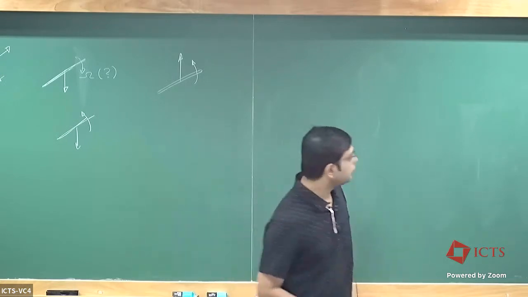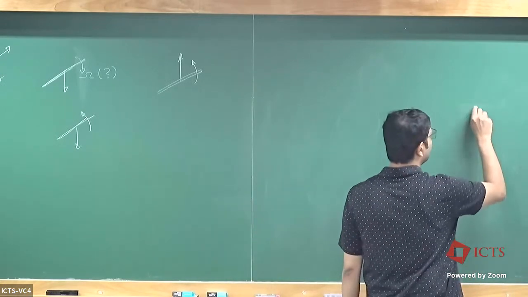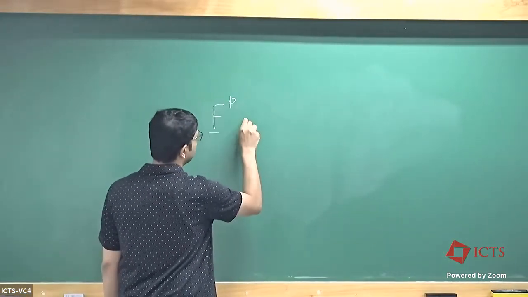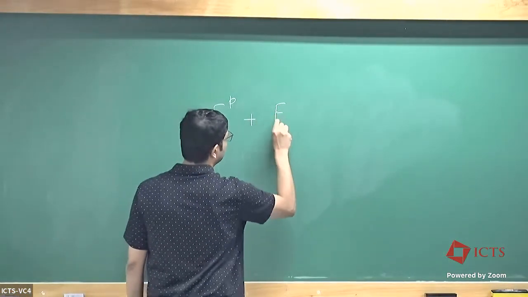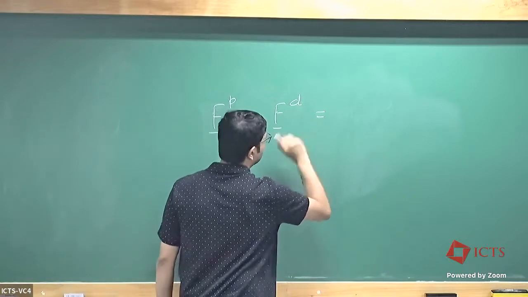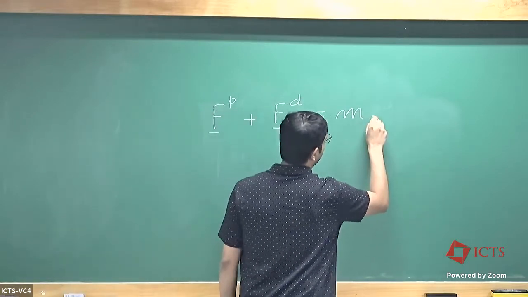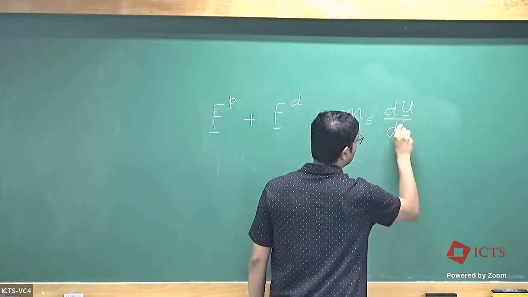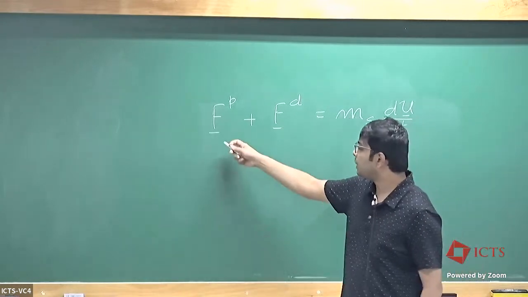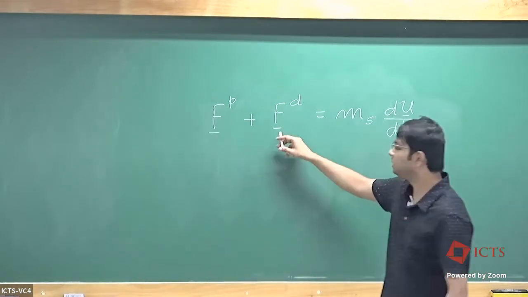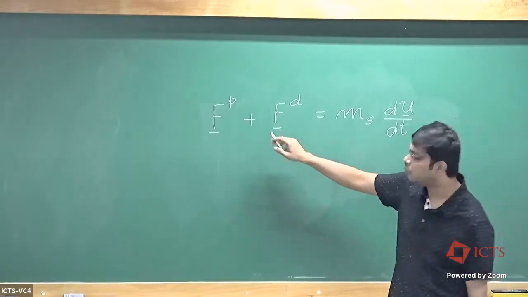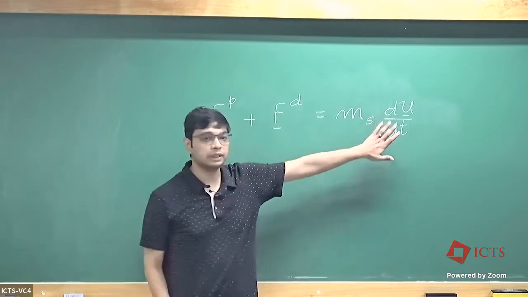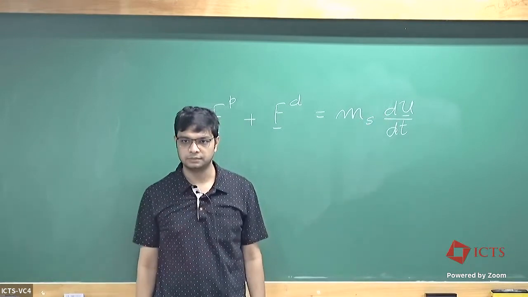So for any general swimming at any Reynolds number, you can always write this: M swimmer times du dt equals the propulsive force plus the drag force. This is my propulsive force. This is my drag force. Both of them are coming from the fluid, and I'm moving in the fluid. And this is happening at every instant of time.